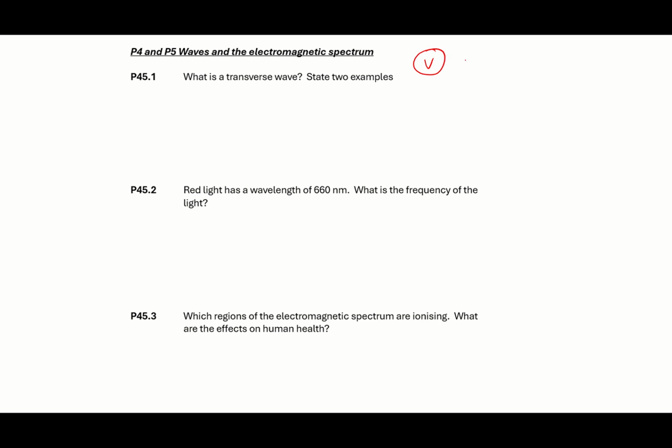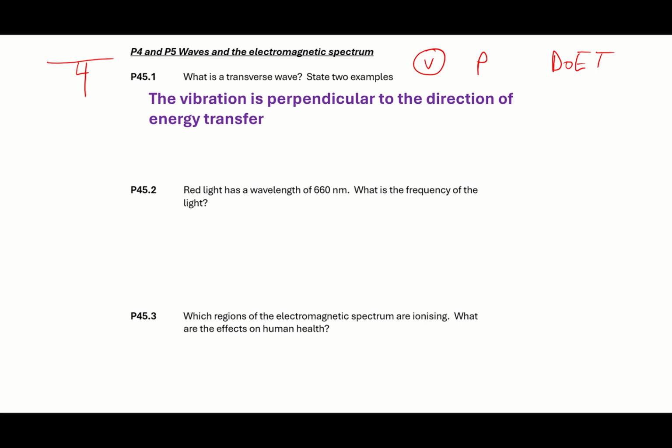I've taught you V, P, D, O, E, T, and transverse makes a right angle, so it's perpendicular. So the vibration, that's that bit done, is perpendicular because you can see a T makes a right angle. Oh my God, that's awful. Because the T makes a right angle to the direction of energy transfer. And then 2 examples, we've got water and light.